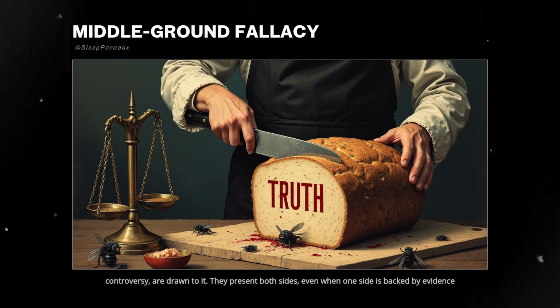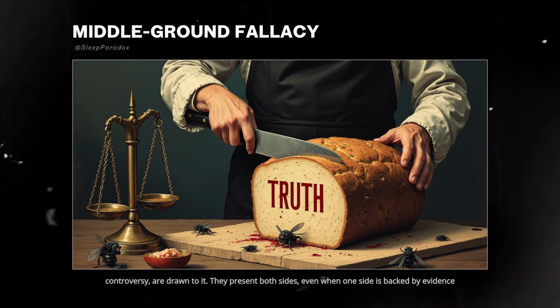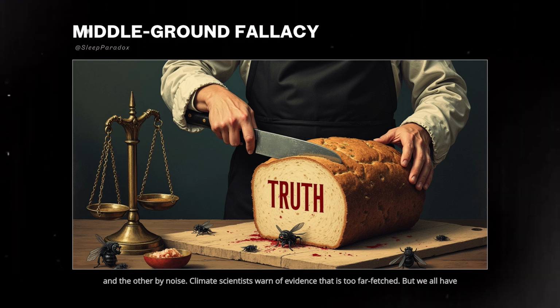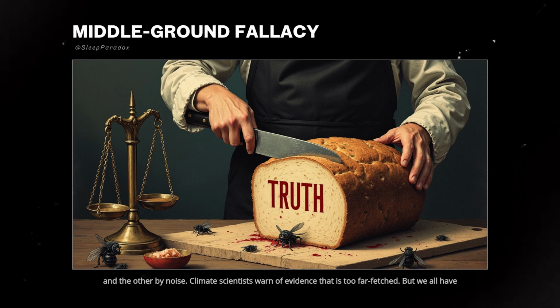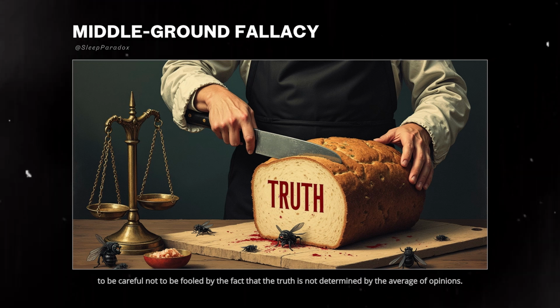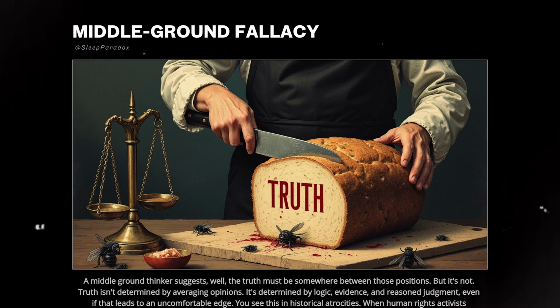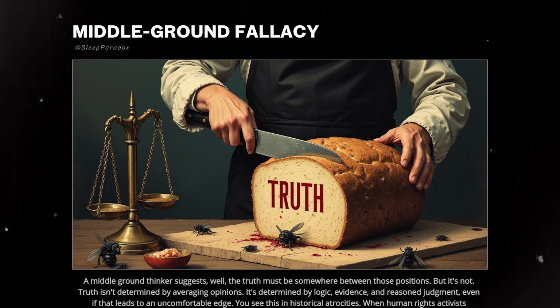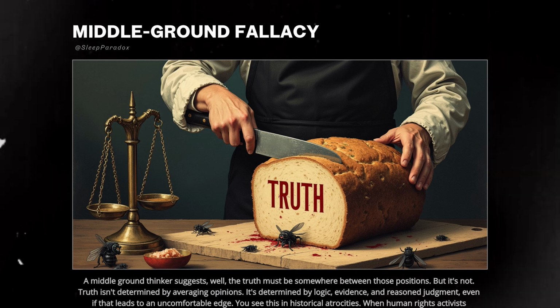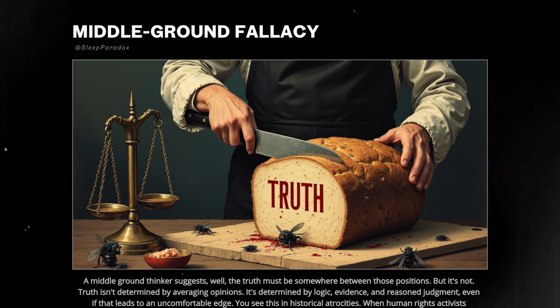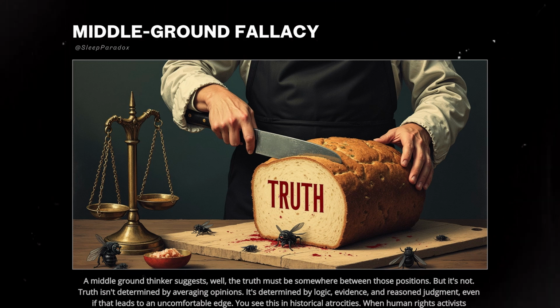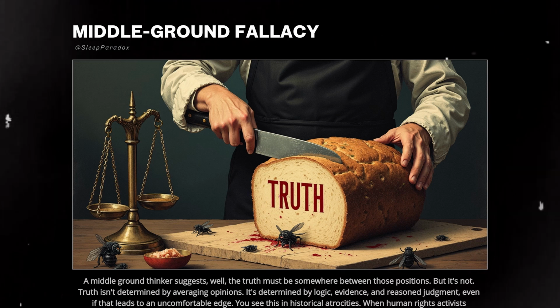It's why news outlets, especially during controversy, are drawn to it. They present both sides even when one side is backed by evidence and the other by noise. Climate scientists warn of ecological collapse. A handful of deniers say it's all a hoax. A middle ground thinker suggests, well, the truth must be somewhere between those positions. But it's not. Truth isn't determined by averaging opinions. It's determined by logic, evidence, and reasoned judgment, even if that leads to an uncomfortable edge.